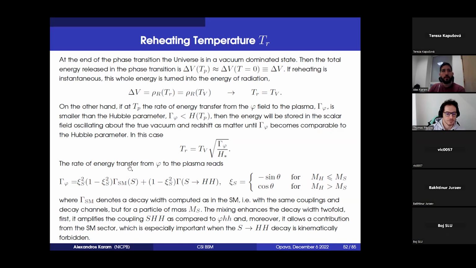Now, the rate of the energy transfer from var5 to the plasma is given by this formula, where gamma SM denotes a decay width computed as in the standard model, i.e. with the same couplings and decay channels, but for a particle of mass ms, so not for the Higgs, for the other scalar. And we also have this term, which contains the decay rate of the S scalar to Higgses. And it's quite important.